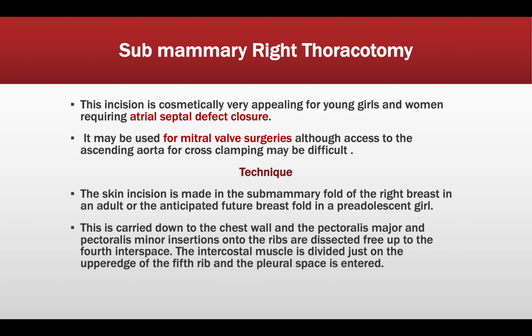be difficult. The skin incision is made in the submammary fold of the right breast in an adult, and in the anticipated future breast fold in the pre-adolescent girl. This is carried down to the chest wall, and the pectoralis major and pectoralis minor are incised and dissected onto the ribs, down to the fourth intercostal space. The intercostal muscle is divided just on the upper edge of the fifth rib and the pleural space is entered.